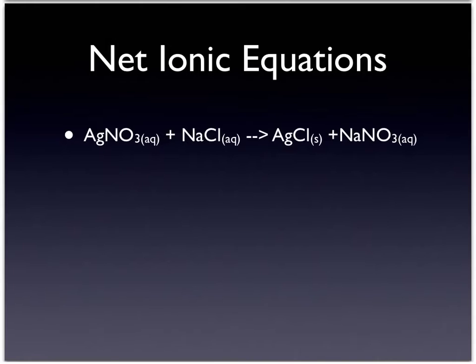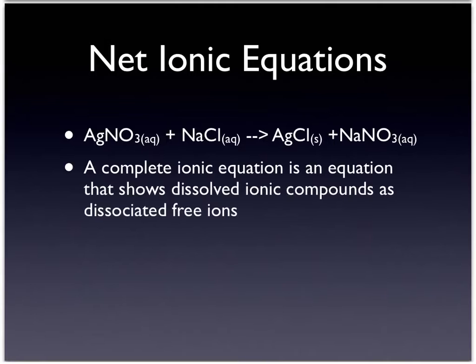AgNO3 plus NaCl gives you AgCl plus NaNO3. If we want to talk about a complete ionic equation, we're talking about an equation that shows all of the dissolved ionic compounds and dissociated ions and everything else. In other words, everything that you see that has aq is going to dissolve in water. And when it dissolves in water, you're going to get the ions.